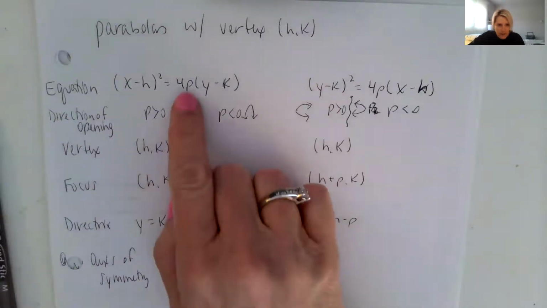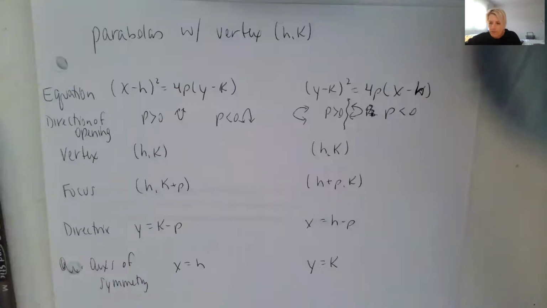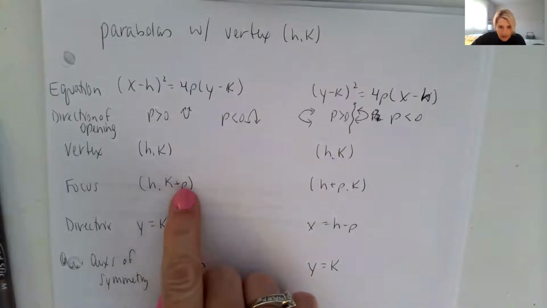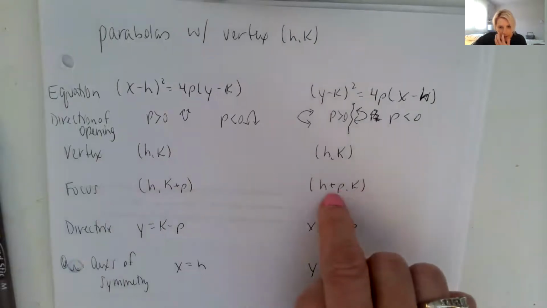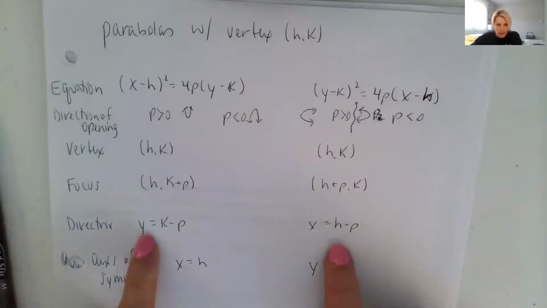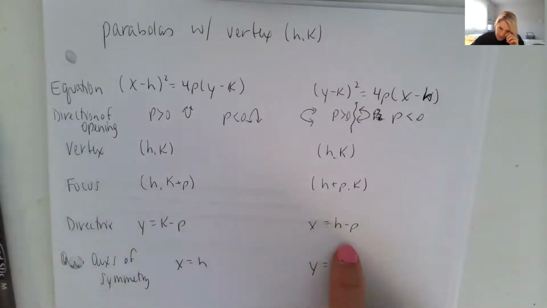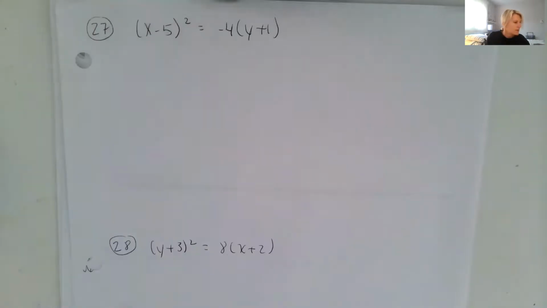We're still using P to tell us if it's face up or face down, or face left or face right. The focus is going to be at H, and then offset by P for K on the up and down ones, and then on the left and right ones, the H is going to be offset by P. And then our directrix is still going to be a line y equals or x equals, but it's going to be offset by P as well, because the vertex has been shifted. So we're going to keep this handy for us here.